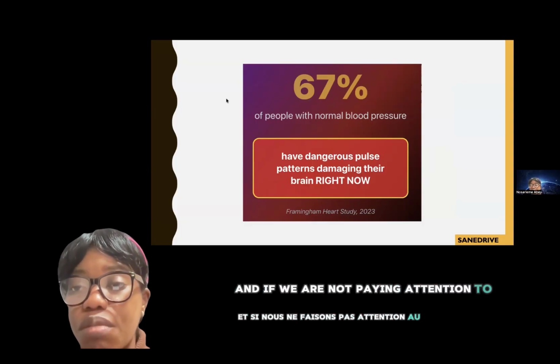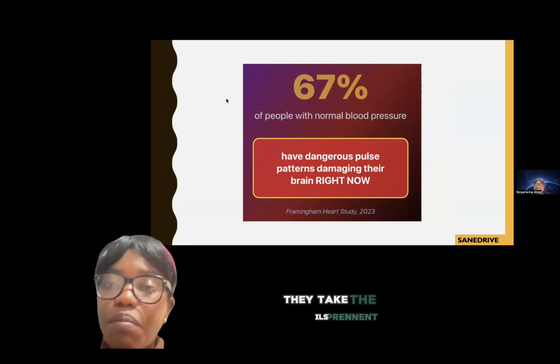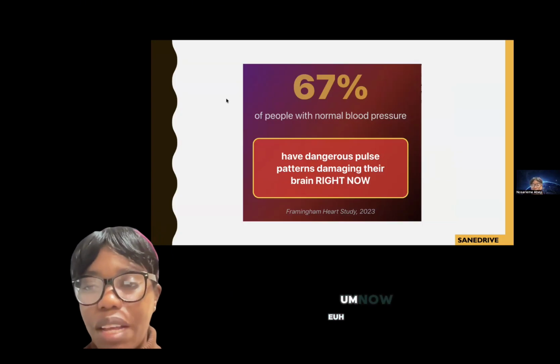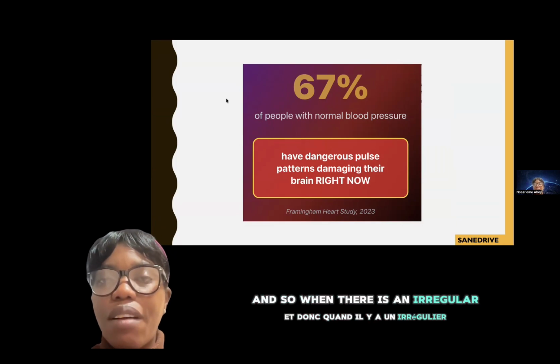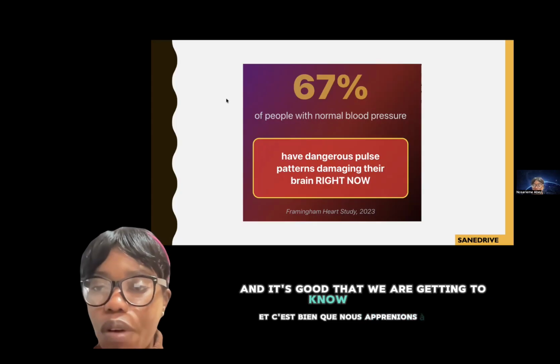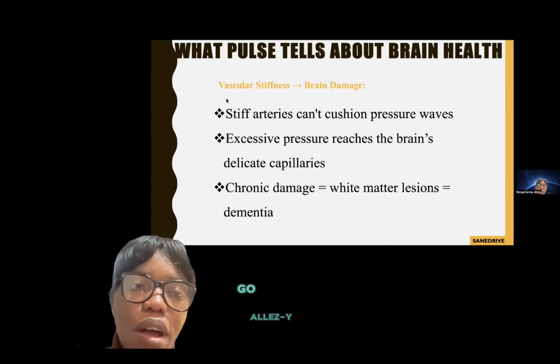And if we're not paying attention to the pulse pattern, thank God for the smart wristwatches now. They take the pulse pattern, they take the pulse rate, they also take the blood pressure. So at least we have something that is all-encompassing now. And so when there is an irregularity or problem with the pulse pattern, it may actively damage the brain. And it's good that we are getting to know about this now. But the good news is this can be stopped, this can be regulated. And how do we go about this?